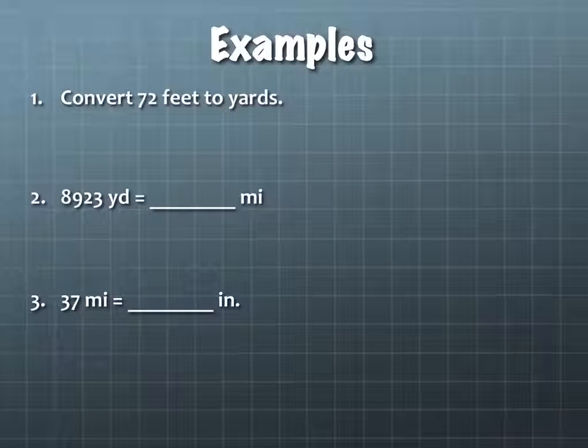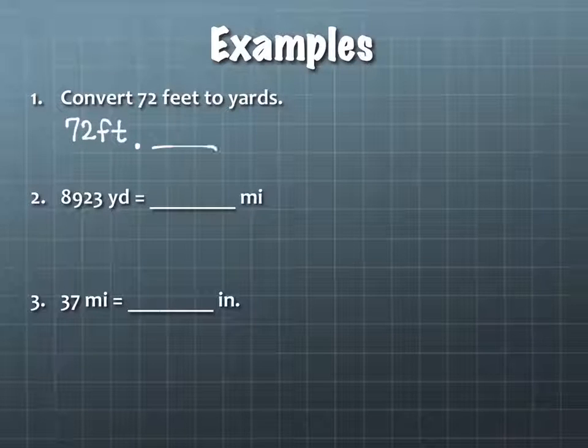So here's what this looks like. You're going to start with the measurement that you are given. In this case, it's 72 feet. And you're going to multiply by a fraction. You guys know that you can multiply by fractions as long as what's on the top and on the bottom are equivalent. In solving equations, that usually means we put the same number on the top and the bottom: 3 over 3, 7 over 7, stuff like that. We're not going to do that here, but we're going to put the same value on top and bottom.